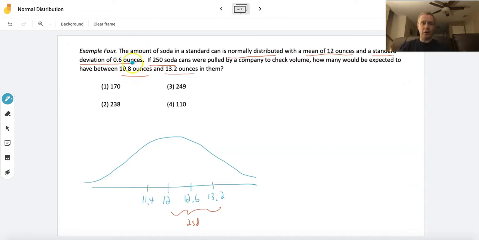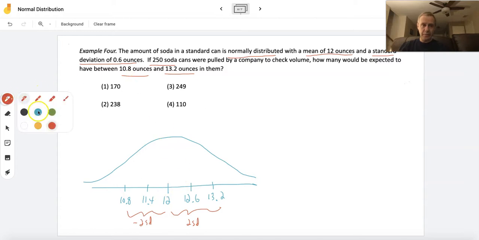And I've got to keep on going down from there because 10.8 is a lower value here. So another one standard deviation below 11.4, we subtract 0.6 from 11.4, and we get to 10.8, right? And that being the lower value, I don't need to continue going down any further. I see here that I've gone 2 standard deviations below the mean.